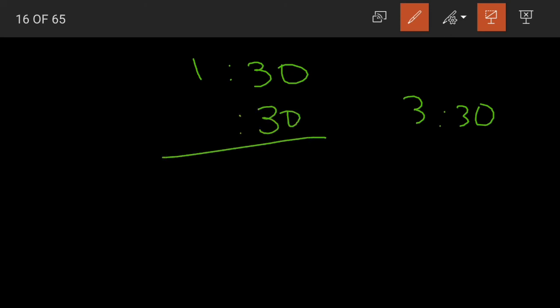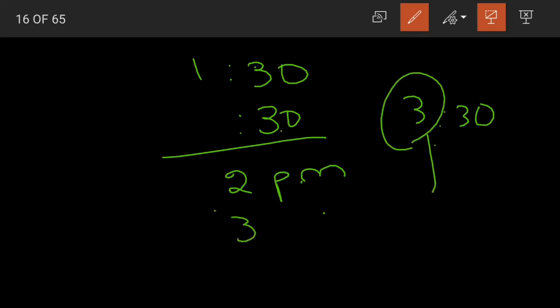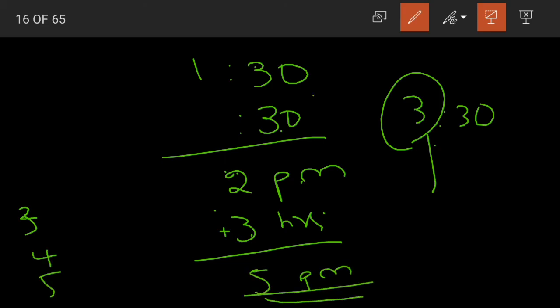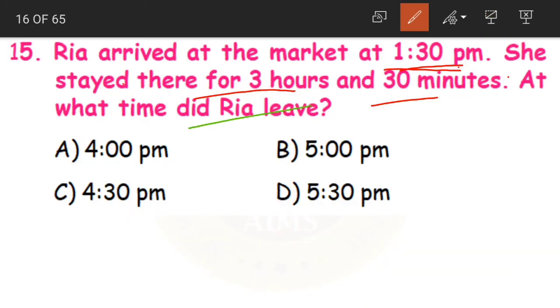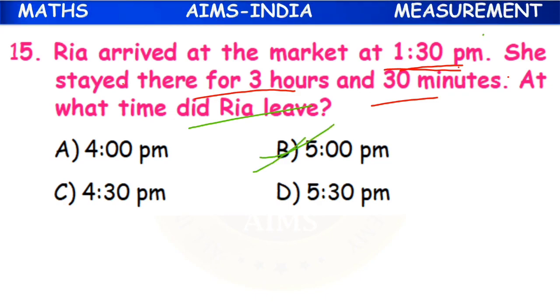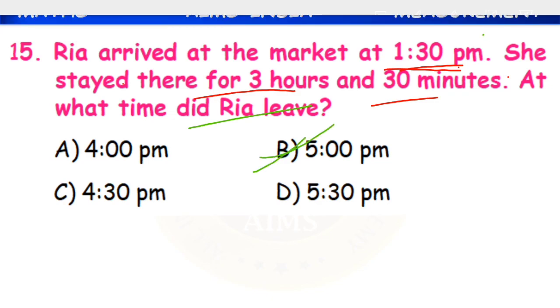Understood, children? 1:30. She stayed for 3 hours 30 minutes. So when we add 30 minutes to this, the time would be 2 p.m. Now for 2 p.m. again we need to add 3 more hours. So from 2 p.m. we have 3, 4, 5. So after waiting for 3 hours and 30 minutes, the time is 5 p.m. and at 5 p.m. Riya has left. So option B, 5 p.m. becomes our correct answer. Okay.